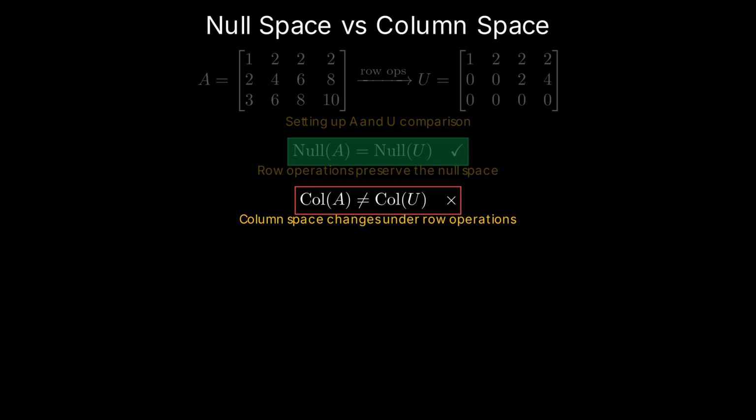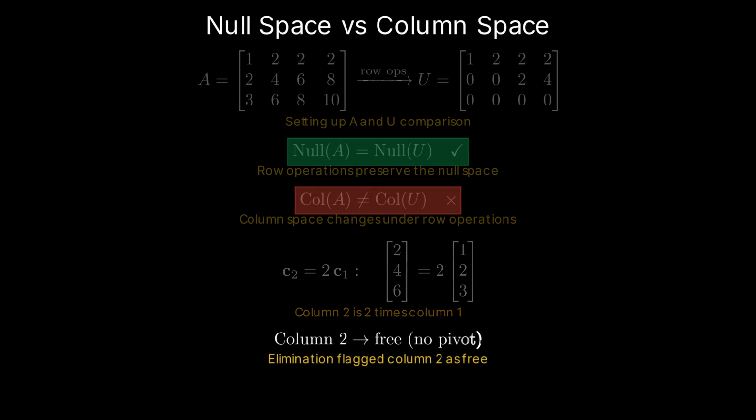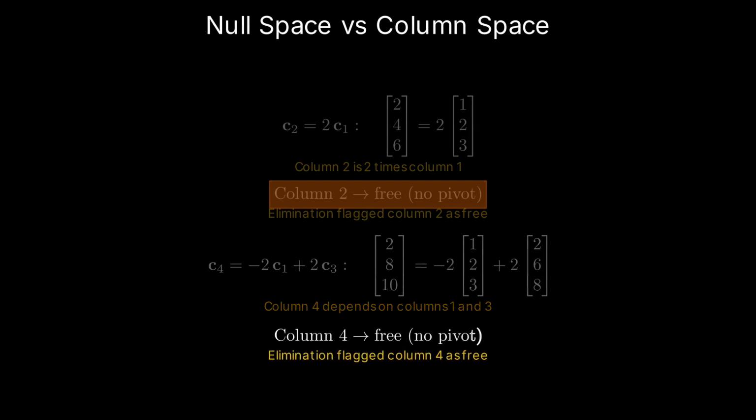Now let's connect this to what we noticed at the start. Column 2 of A was exactly 2 times column 1. Elimination flagged column 2 as a free column. There was no pivot there. Column 4 depends on columns 1 and 3. Specifically, column 4 equals negative 2 times column 1 plus 2 times column 3. Elimination flagged column 4 as free too.